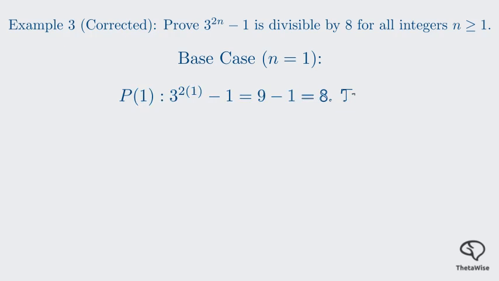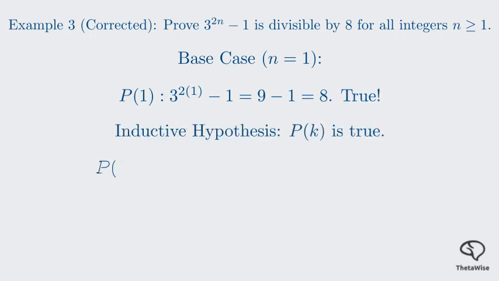And 8 is divisible by 8. Base case is true. Inductive hypothesis: assume P of k is true. That is, assume that for some integer k, 3 to the 2k minus 1 is divisible by 8. This means 3 to the 2k minus 1 equals 8m for some integer m.